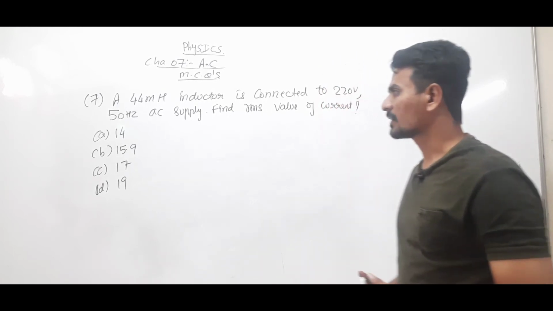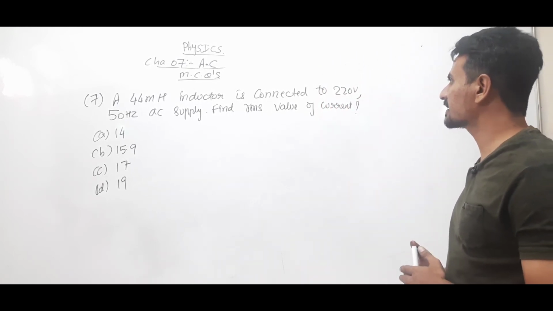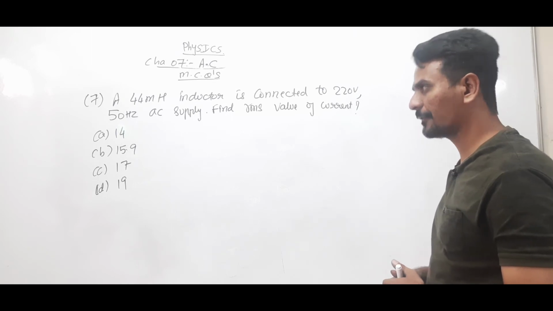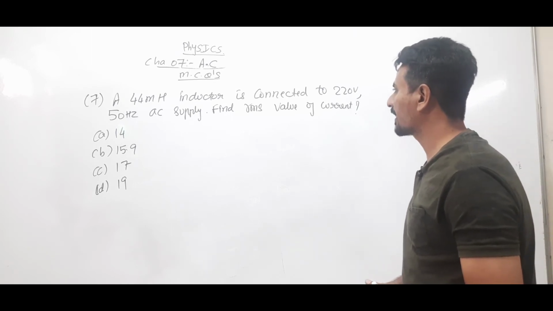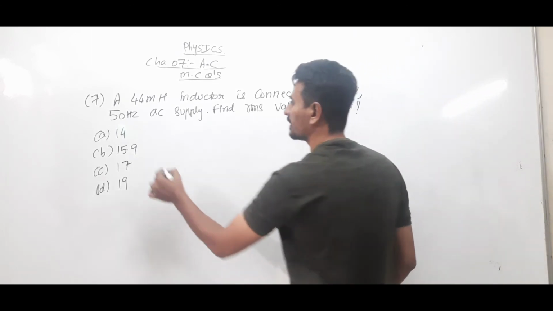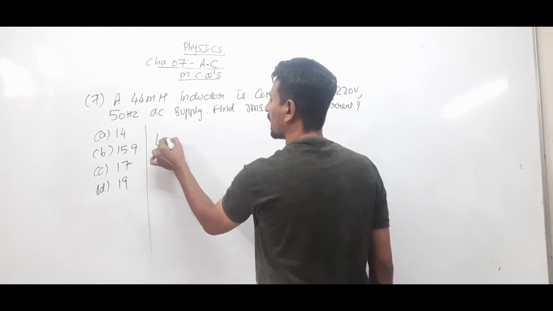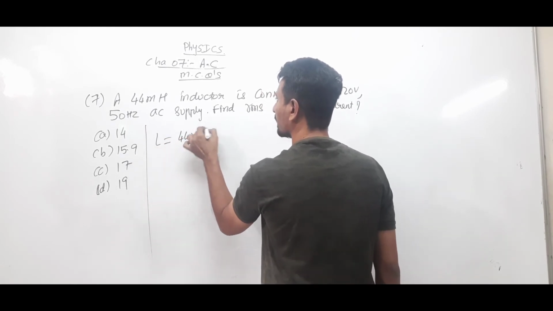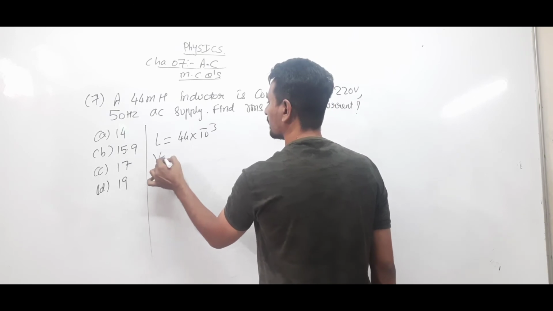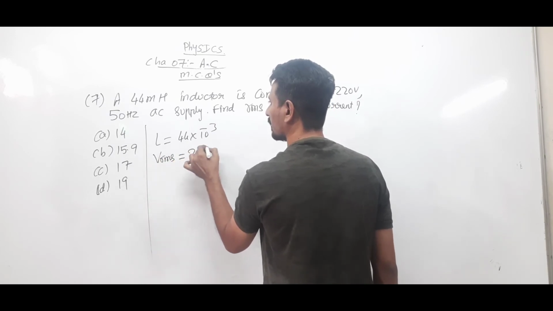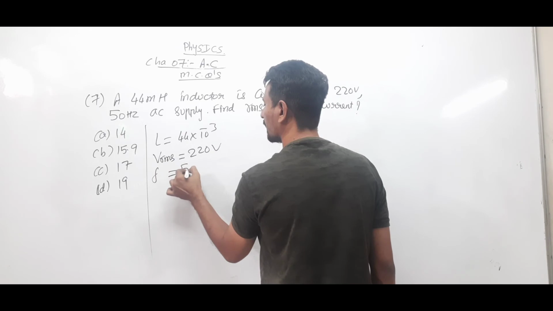Seventh one. A 44 millihenry inductor is connected to a 220 volt and 50 hertz AC supply. What is the RMS value of current? Okay, this is again an easy question. L is 44 into 10 raised to minus 3. VRMS is equal to 220. Frequency is equal to 50 hertz.